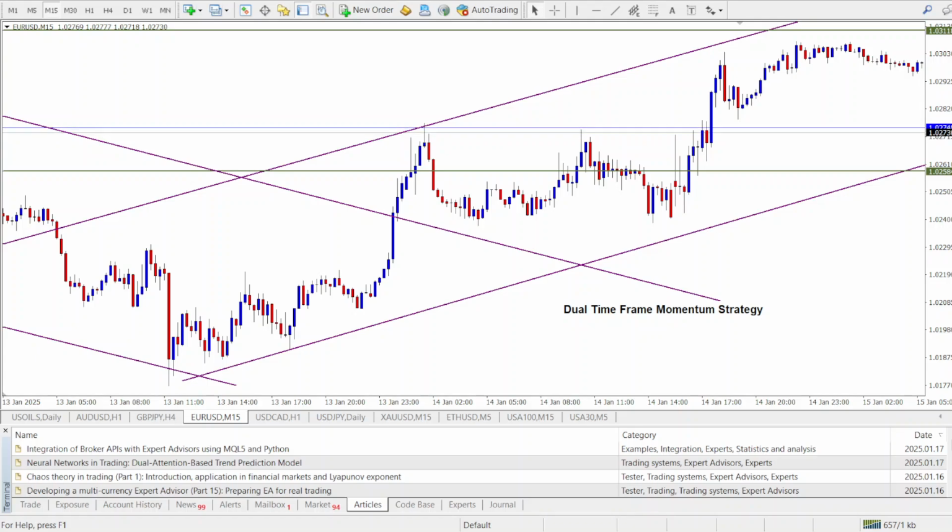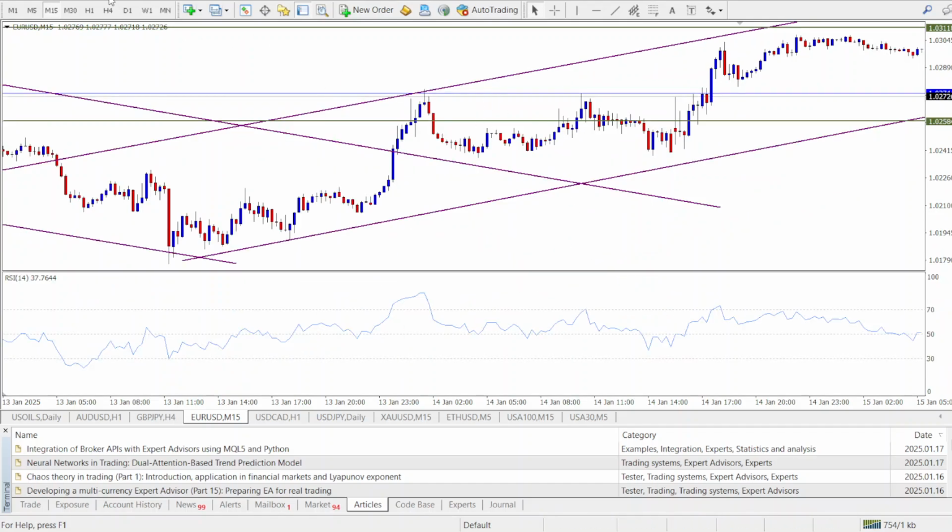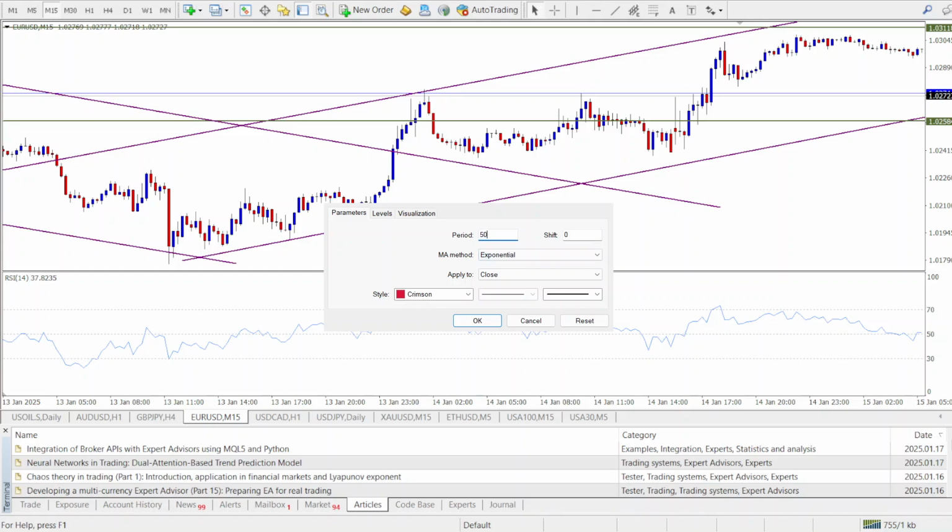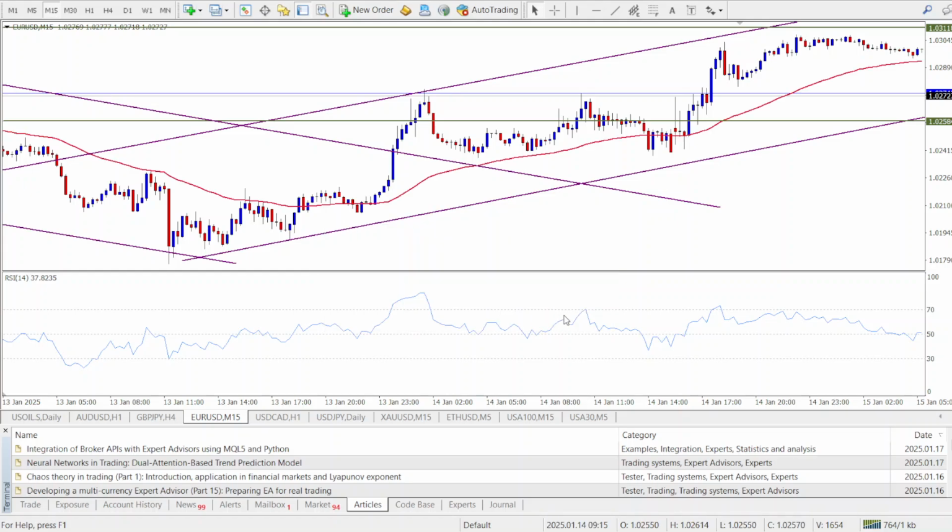Now here's where it gets even more interesting. You can actually combine this dual time frame strategy with technical indicators for even more precision. For example, let's use the RSI and moving averages. So I'm just going to add the RSI to the chart. I'm going to add the moving average to the chart as well. Let's just use the 50 EMA.